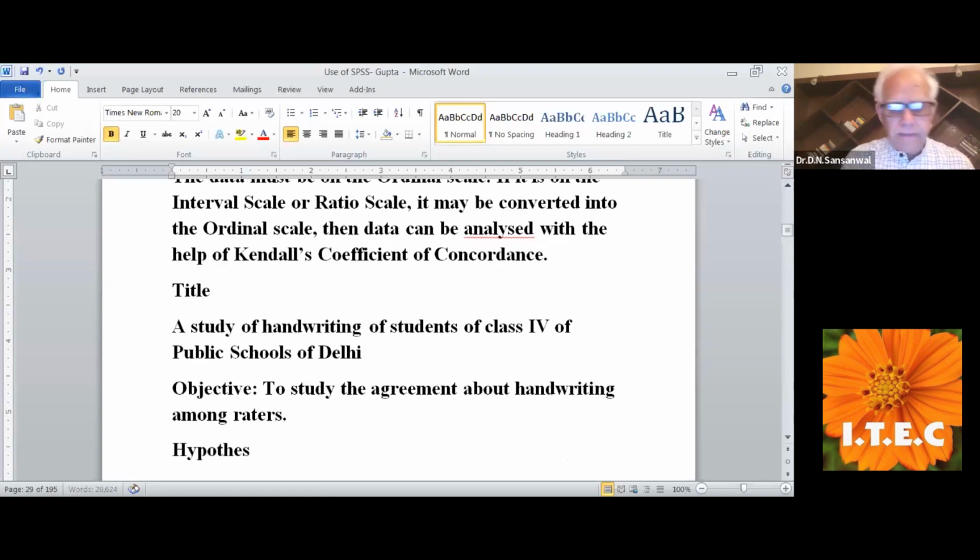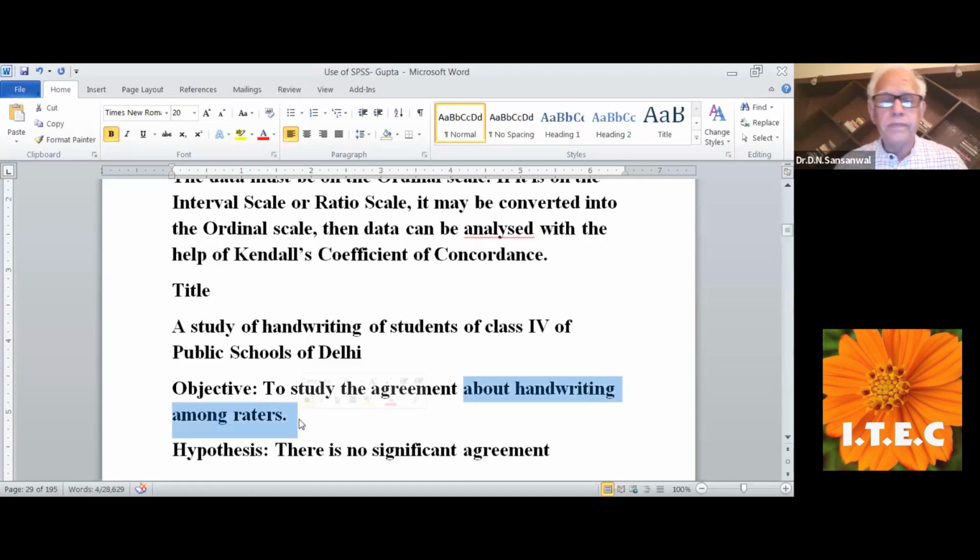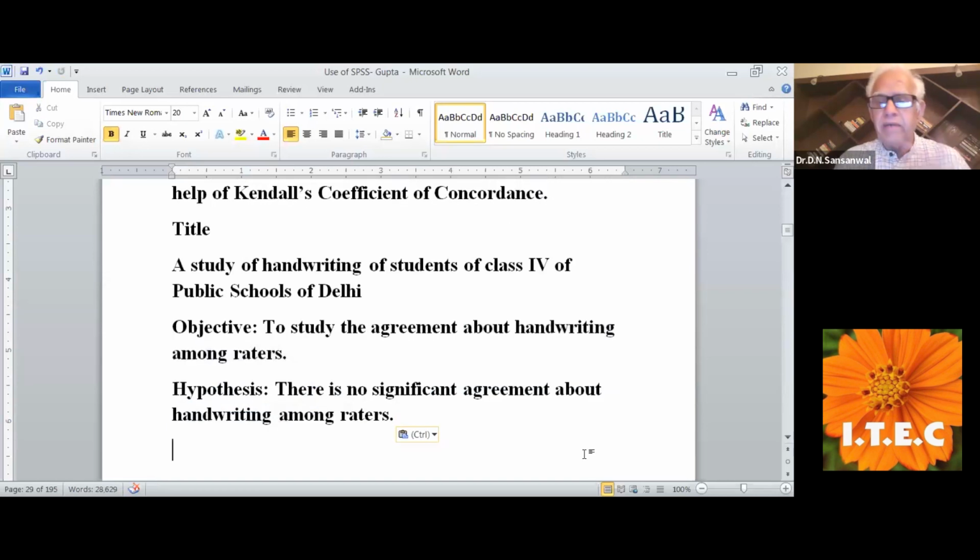The hypothesis is that there is no significant agreement about handwriting among raters.